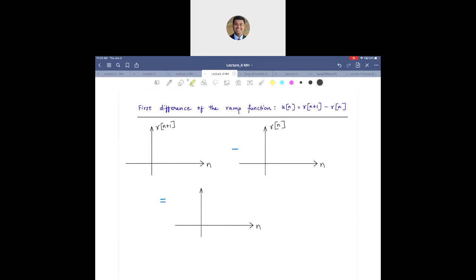We have two signals that we are interested in sketching. One is r of n plus 1. So r of n plus 1 corresponds to r of n getting advanced by 1, so it should move to the left by 1. So this will be 1, that will be 2, that will be 3, and so on. This will be 0, and this will be 0. Let's see, straight line.